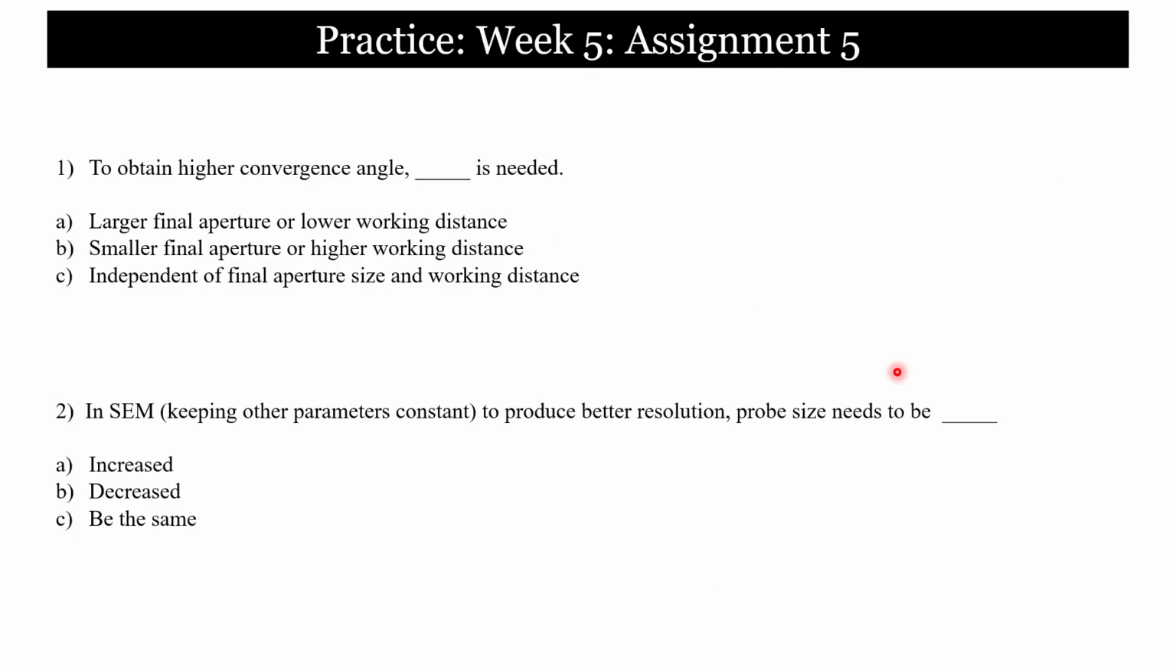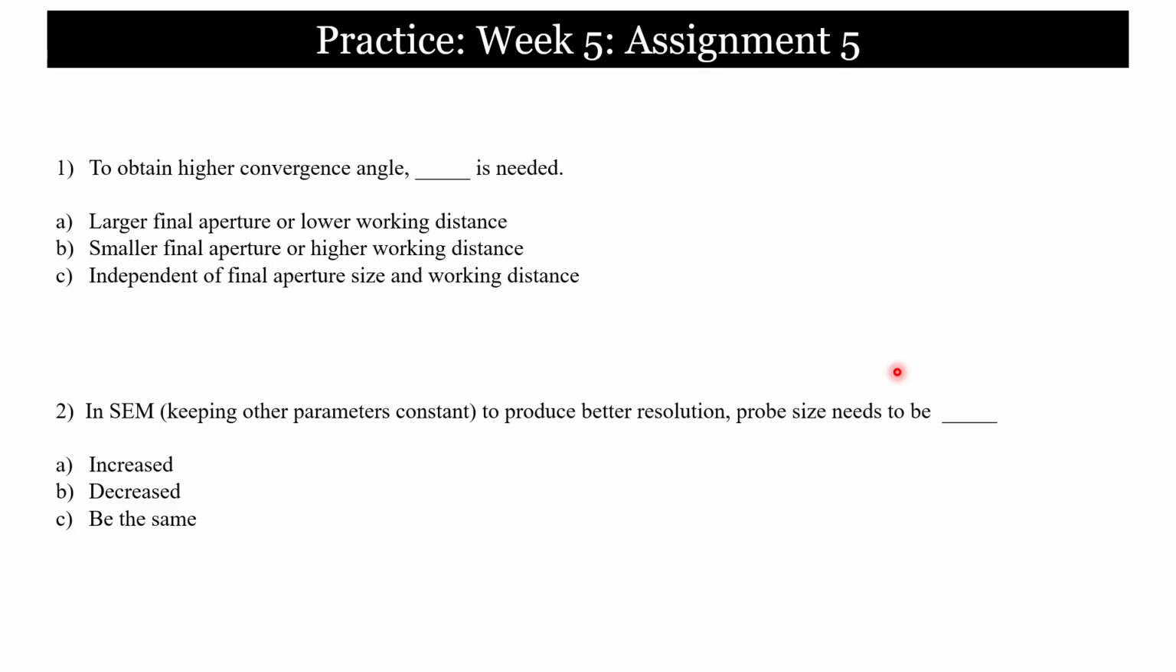Since you all have understood the concepts of the SEM until now, we will together discuss the practice assignment of week 5. Please help me to answer these questions, and let us see. The first question says, to obtain higher convergence angle, dash is needed. The convergence angle is the alpha. What is needed to have a higher convergence angle?